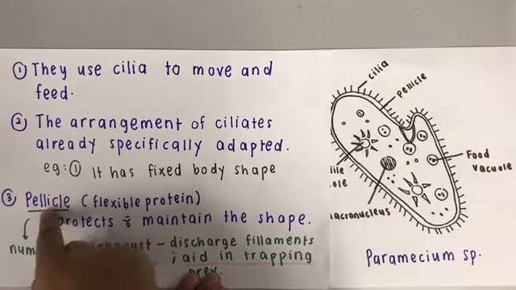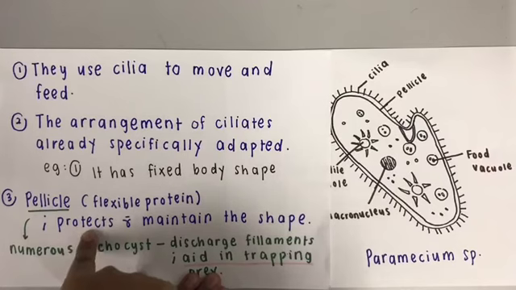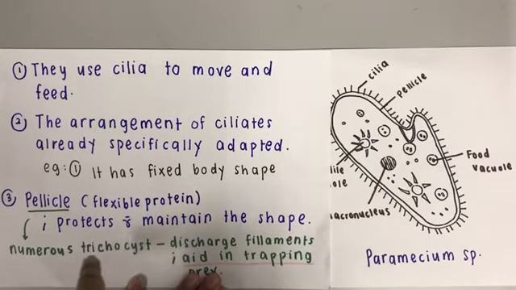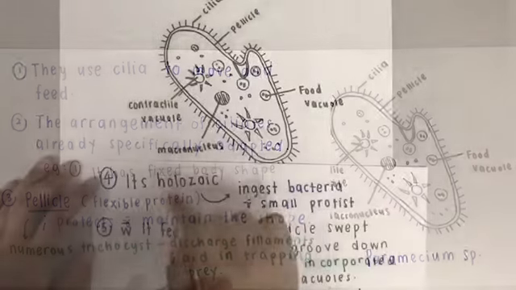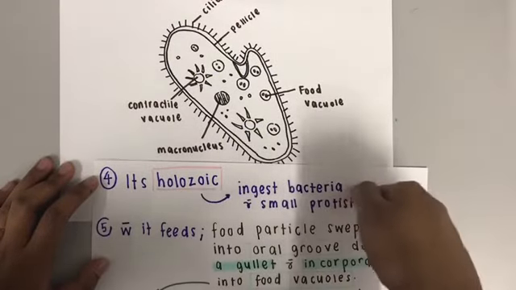Pellicle is made up of flexible protein, and it helps to protect and maintain the shape. Pellicle is made up of numerous trichocysts, which discharge filaments and aid in trapping prey. Paramecium is also holozoic, which means it ingests bacteria and small proteins.